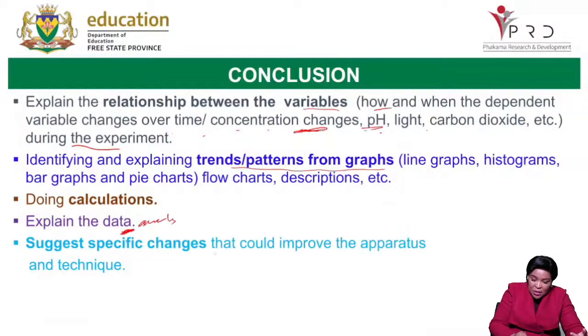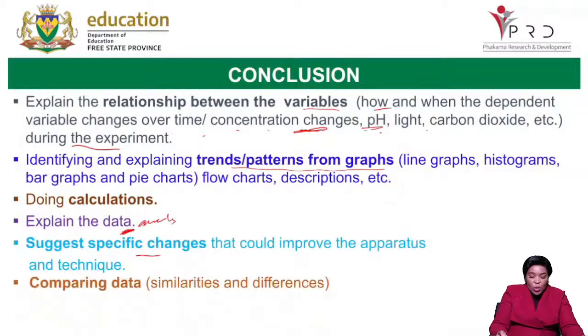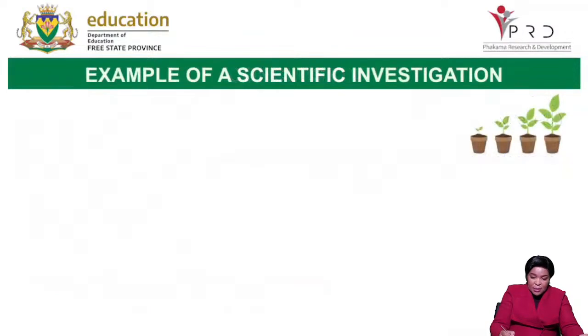Then suggest specific changes that could improve the apparatus and technique. Sometimes something went wrong and it hampered your results and you were able to identify it. Identify it and suggest what can be done when this experiment is repeated. So that will be in your conclusion. And then also comparing data, the similarities and the differences.